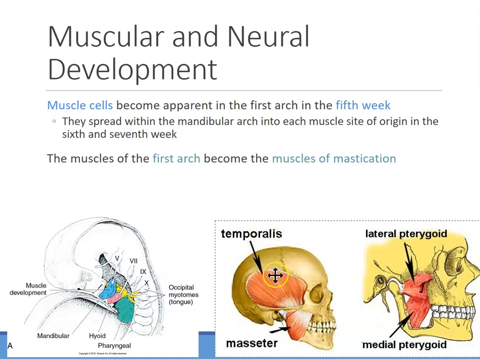So we have the temporalis muscle, we have the masseter, and we have the pterygoids, lateral and medial pterygoid. Again, we'll go over this in detail when we look at this in orofacial. For now, just recognize these names. These muscles get developed in the 5th week. So in the 5th week, we start to see these muscles come out.